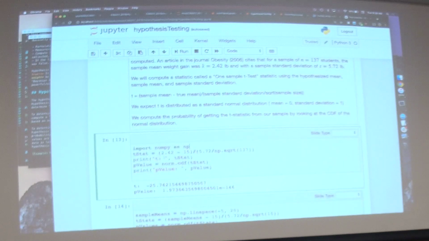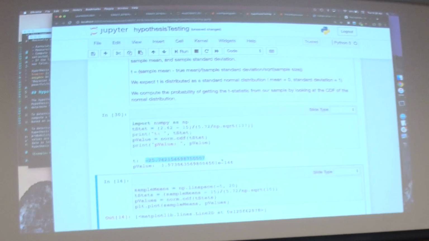So here we go. We're going to compute our t statistic. This is our sample mean. So people gained 2 pounds on average. We hypothesized that they would gain 15. We had this standard deviation, these many people. Okay. And then our p-value, basically we look at the CDF. We're looking at the probability of having this little bit of weight gain or less, given our data, okay, and we're computing this.